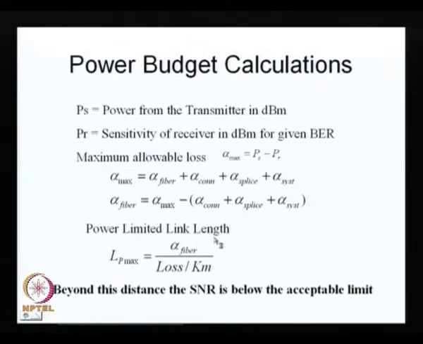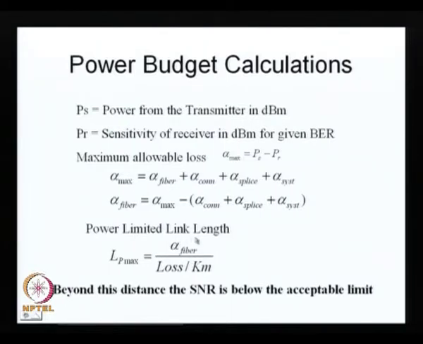In system design, the specification generally is that one must keep a system margin, which is 6 dB. Once we know these quantities, the maximum allowable loss, the loss in the connector, the loss in splices, and the system margin, we can find out the maximum loss permitted in the link.